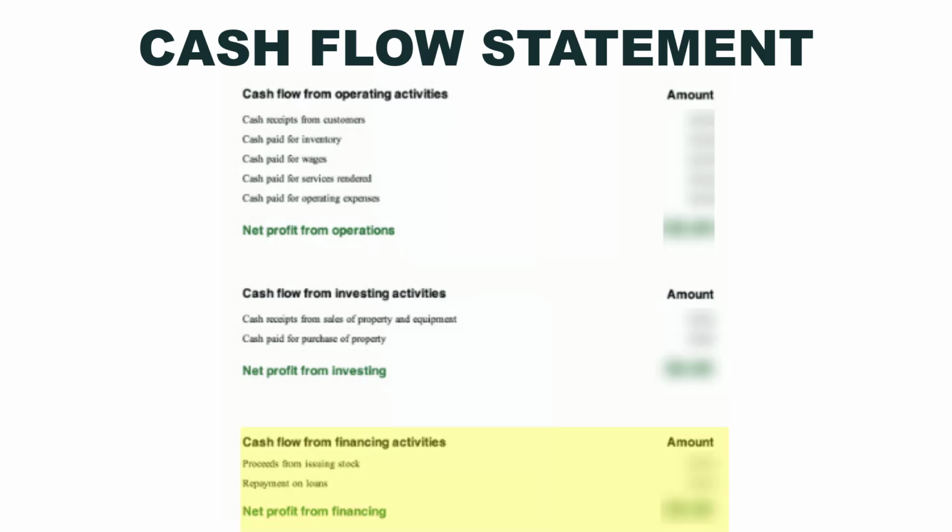From financing reflects cash flow related to raising capital, such as issuing debt or equity or repaying loans. Positive financing cash flow means the company is raising funds, while negative means it's paying down debt or distributing dividends. If a company has positive cash flow from operations but negative cash flow from investing, it might be expanding by buying new assets, which could be a positive growth signal.